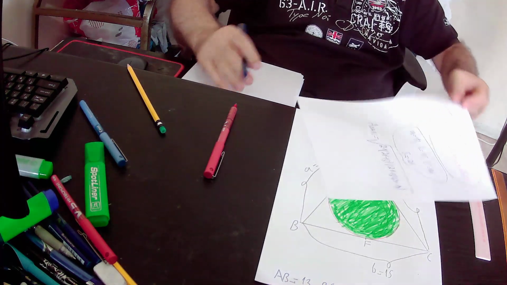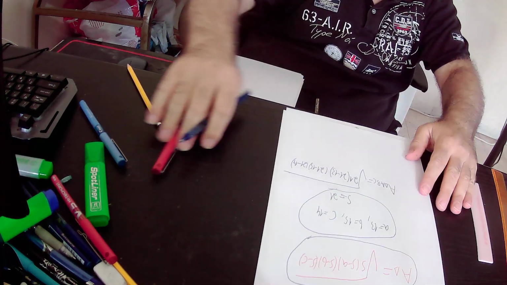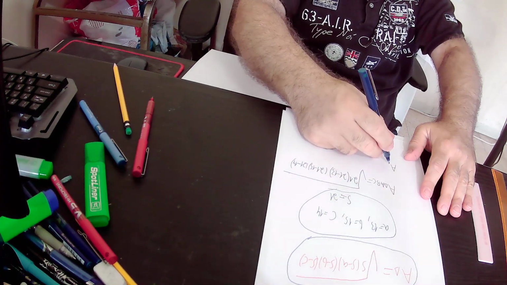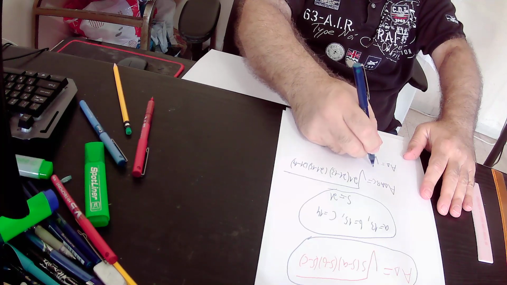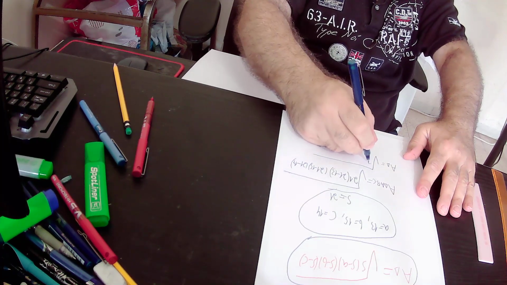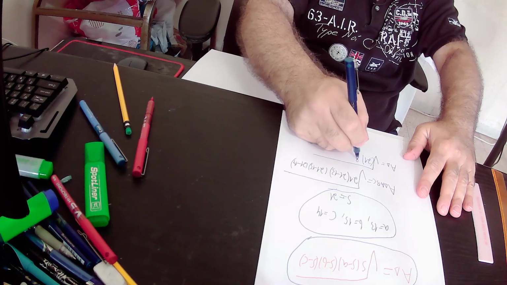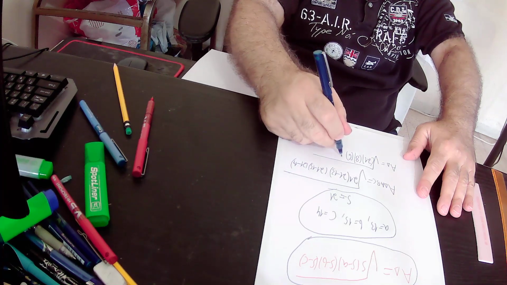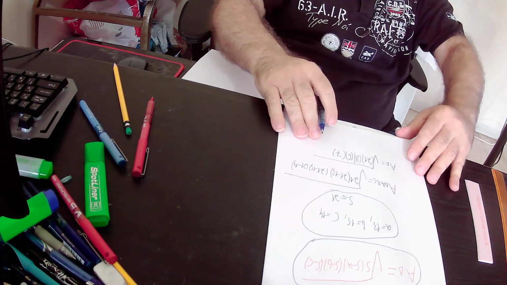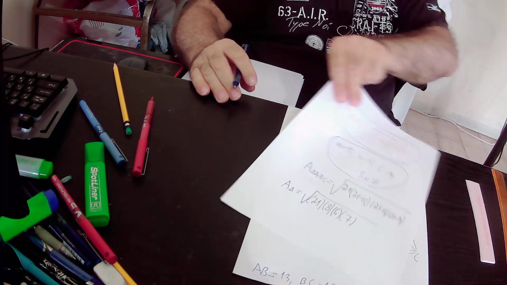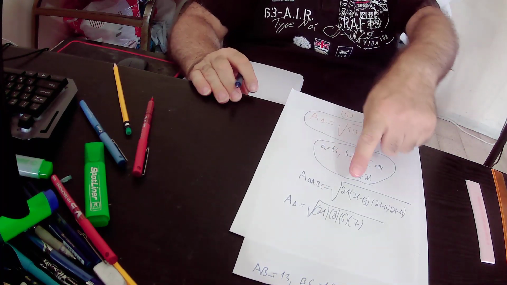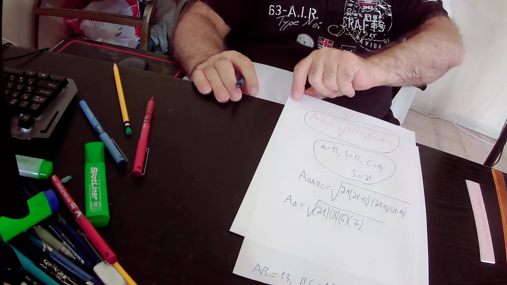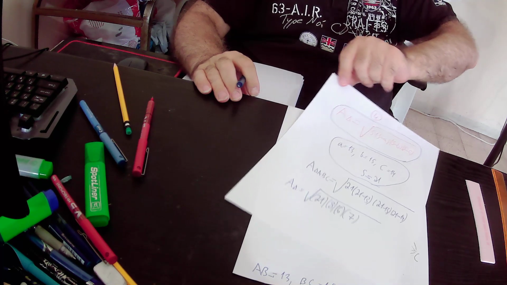So I will write it down. The area of triangle ABC, according to this formula, will be equal to the root of 21 times 8 times 6 times 7. Okay, we got this equality, and the result of this multiplication is actually 7056.